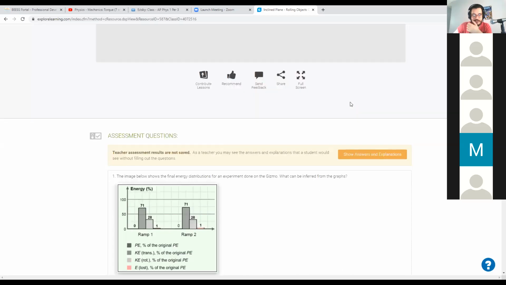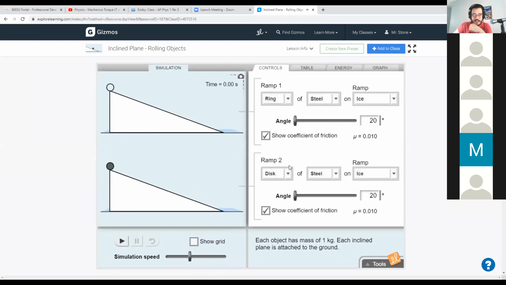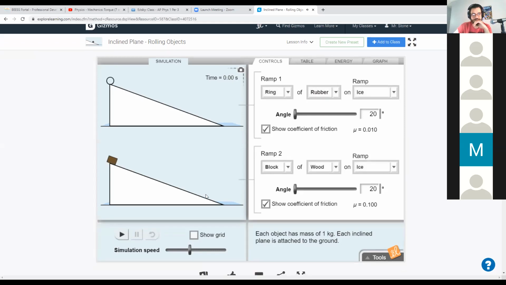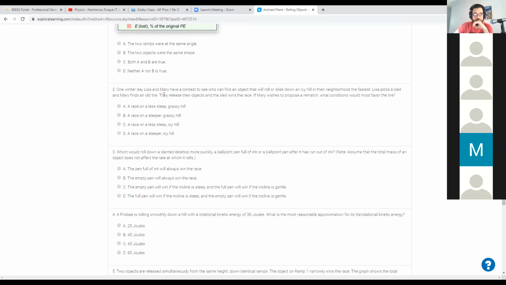This is what we basically did up here. We got ice and we've got a ring of rubber, that's a tire. And then we have a block of wood that represents our sled. And for the reasons that we just talked about, of course, the sled wins. If Mary wishes to propose a rematch, what conditions would most favor the tire? So how can we game the system in order to favor the tire instead of the sled?